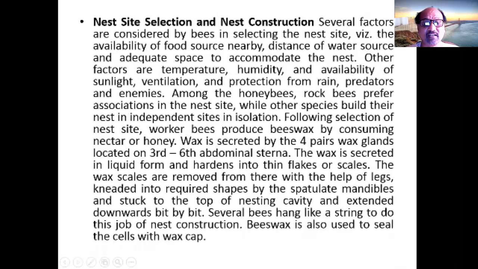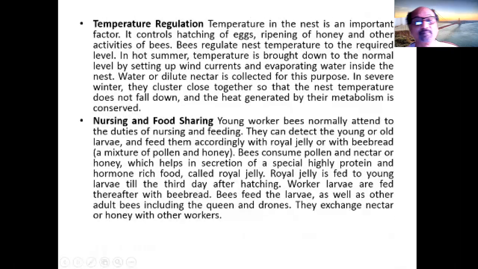The wax scales are removed from there with the help of the legs. They are kneaded into the required shapes by the spatulate mandibles and stuck to the top of the nesting cavity and extended downwards bit by bit. Several bees hang like a string to do this job, nest construction. Beeswax is also used to seal the cells with the wax cap.